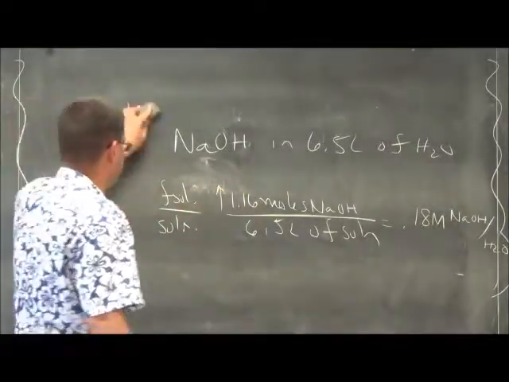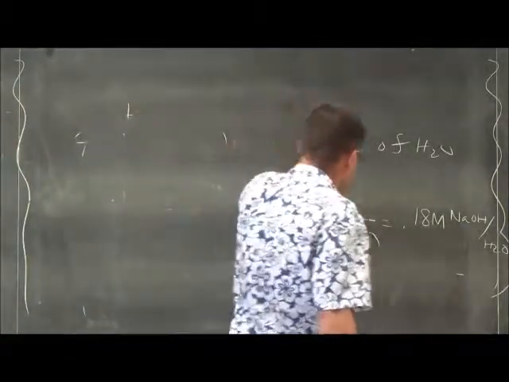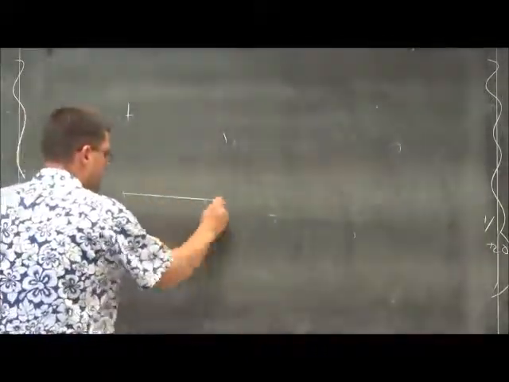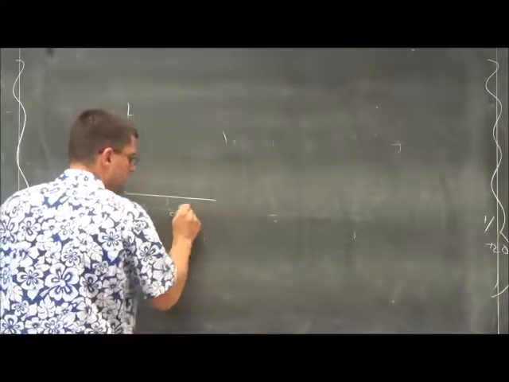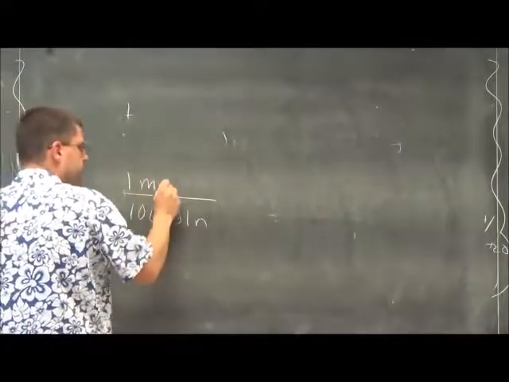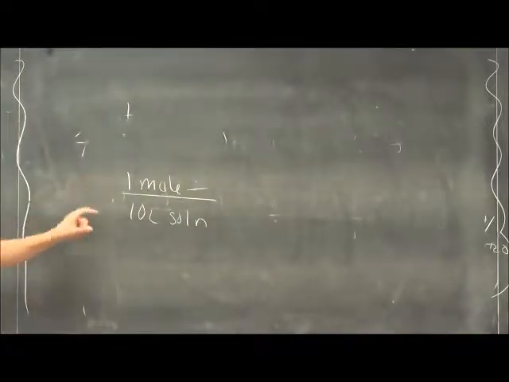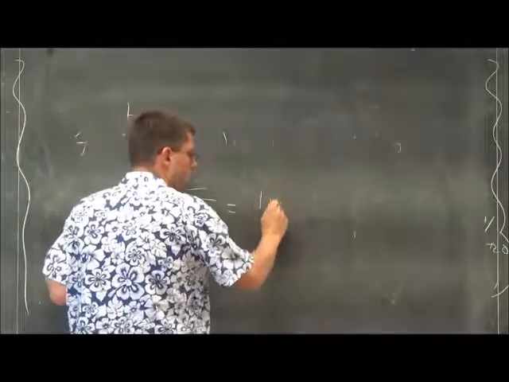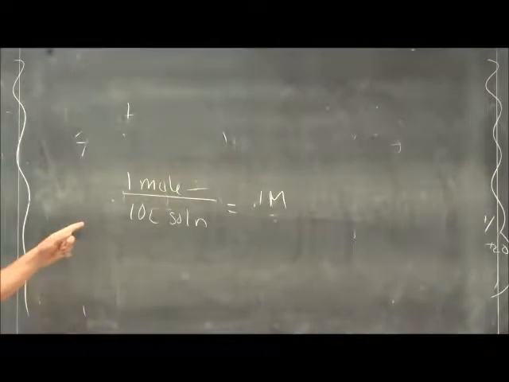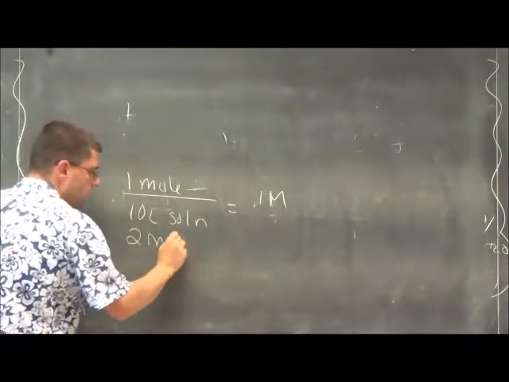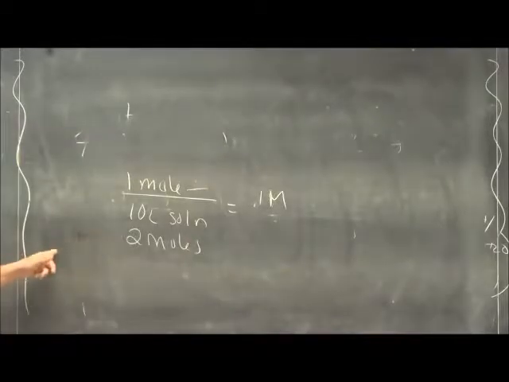Real quick, take a look up here. Let's use easy numbers. Let's say I've got 10 liters of solution and 1 mole of a substance, whatever you want to call it. What's the molarity going to be? What's the concentration? 0.1 molar. Now let's strengthen it. Let's make 2 moles.